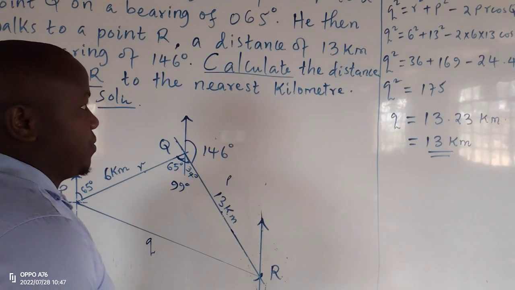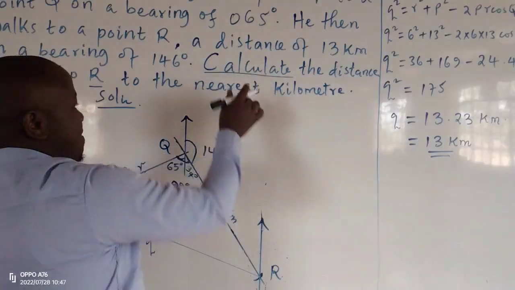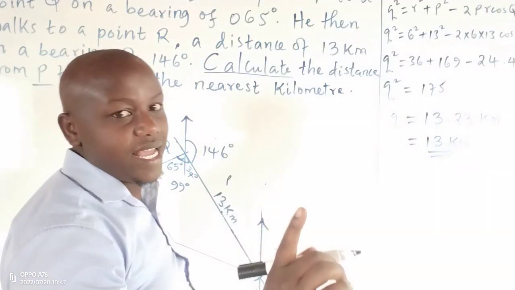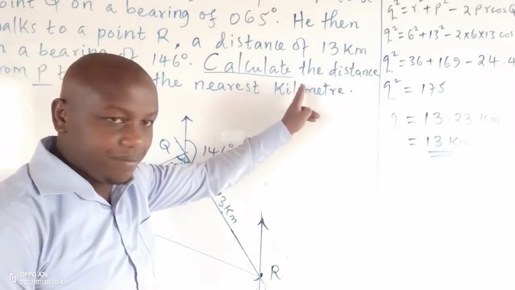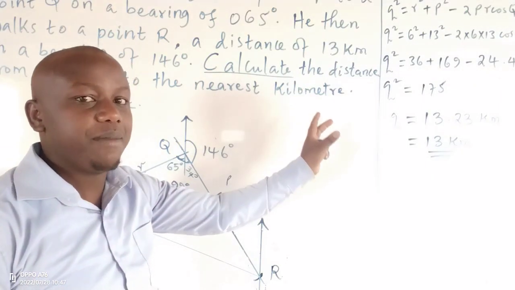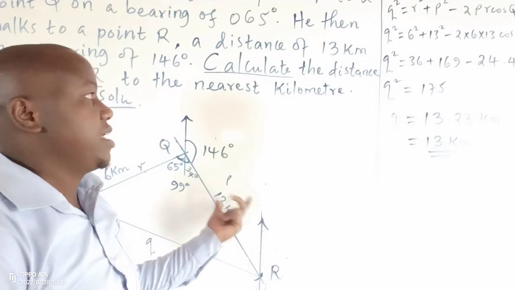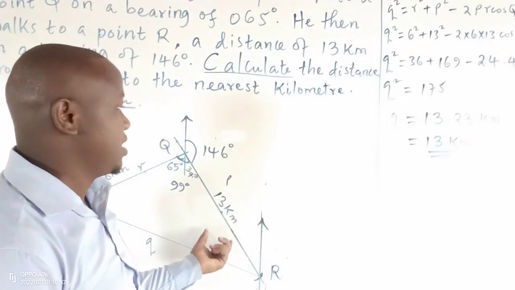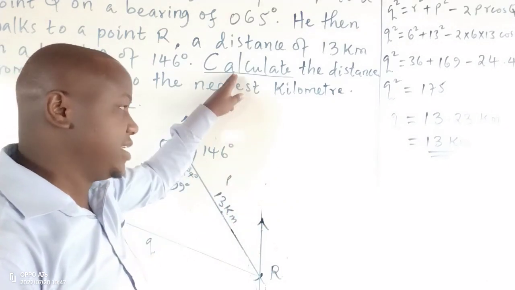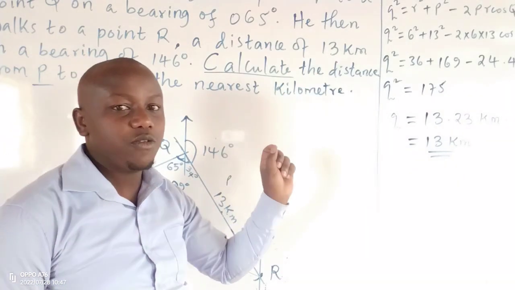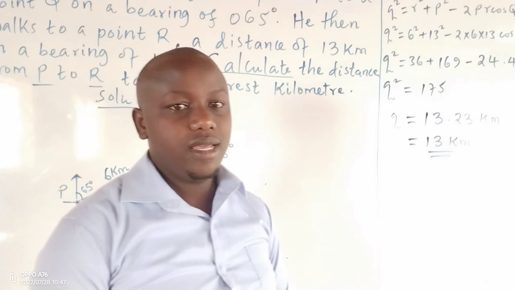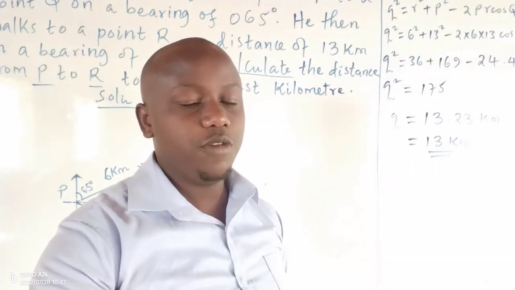Remember, because the question is talking of calculating, then we cannot use a scale diagram to solve it. But in case it was determine, then with the word determine, we can use the method of our choice. That means we can either calculate using the cosine rule or use scale drawing to determine the unknown distance.